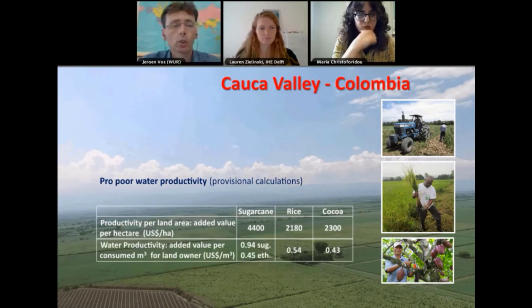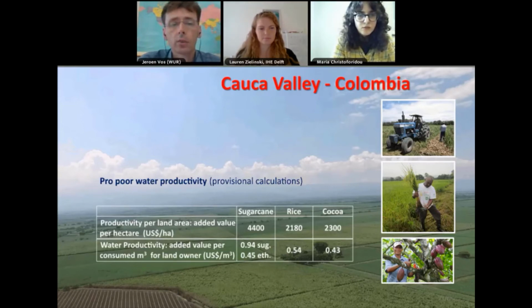If we look now at water productivity, so let's say the same added value, but now per cubic meter of water being evaporated, we see that for sugarcane we have almost $1 when the sugar is used for sugar for consumption, and almost 50 cents of US dollar when the sugarcane is used to produce ethanol. And for rice, that is a little bit more than 50 cents, and for cocoa, it's a little bit less.